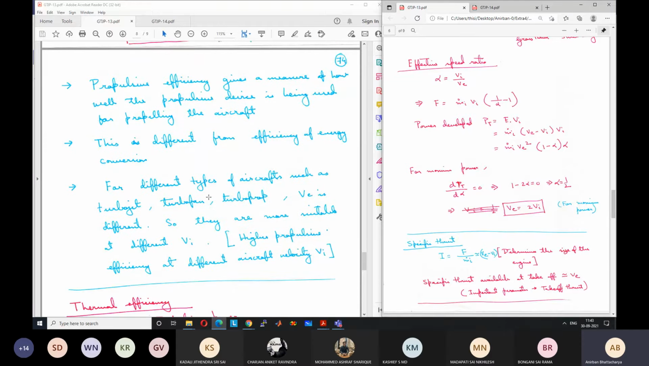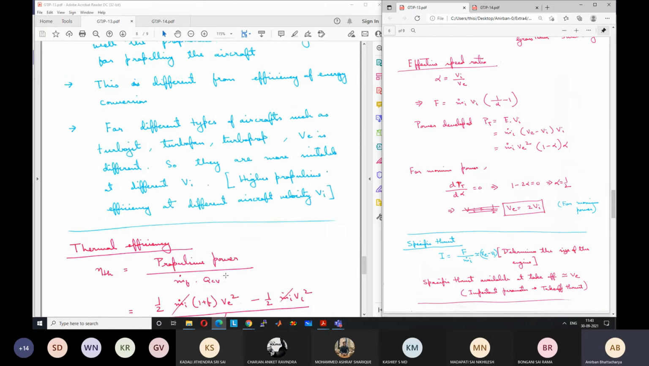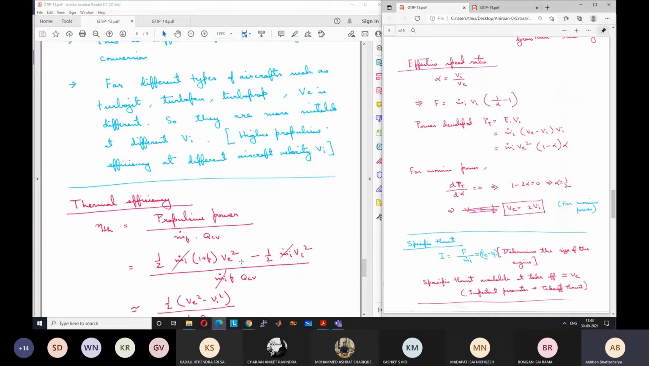Okay. So for different types of aircraft, such as turbojet, turbofan, turboprop, the exhaust velocity V is different. So they are more suitable at different aircraft velocities. They have higher propulsive efficiencies at different aircraft velocities. Turbojets have the highest propulsive efficiency at very high aircraft velocities, turbofans at medium aircraft velocities, and turboprops at low aircraft velocities, as we have discussed. Any questions?